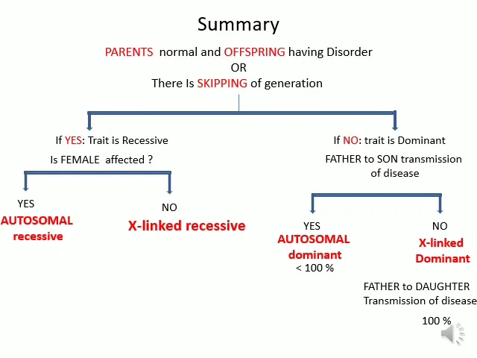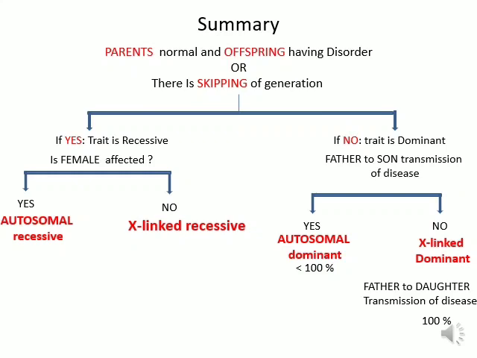The next point: if the trait is passing from father to son, then the trait is autosomal dominant. But if the trait is not passing from father to son, it is not autosomal dominant, but it is X-linked dominant.